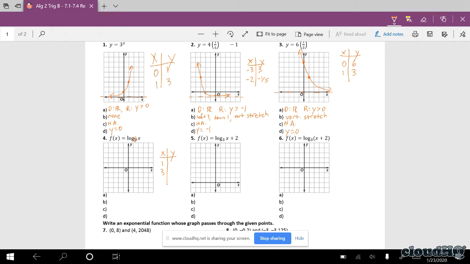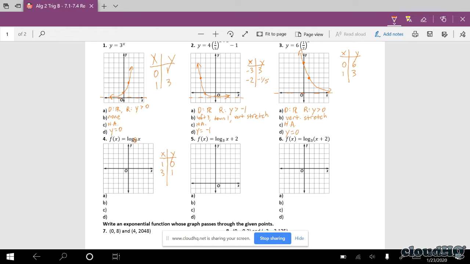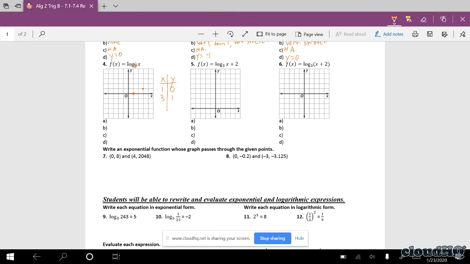When I plug in 1, log base 3 of 1, that's 0. It's the 0th power of 3. 3 is the first power of 3. So I get 1, 0 and 3, 1. Logarithms have vertical asymptotes. So it's an x equals equation. By default, it's 0 unless you have an h. I do not have an h here, so it is 0.